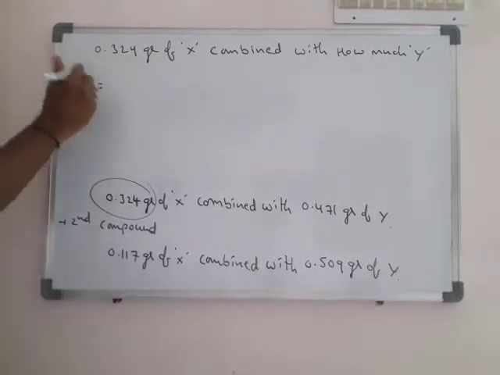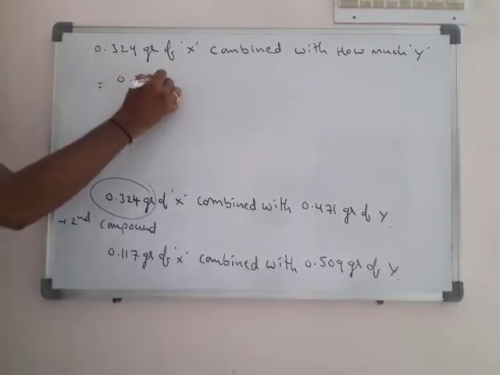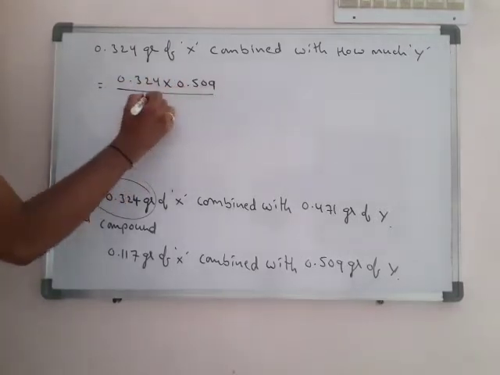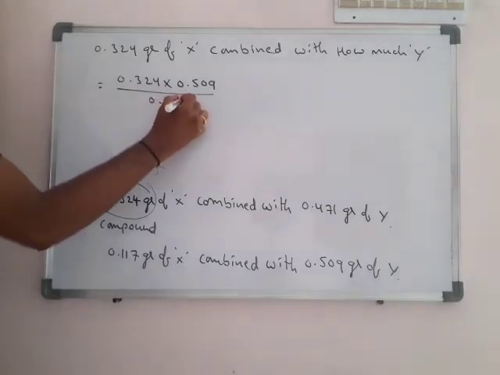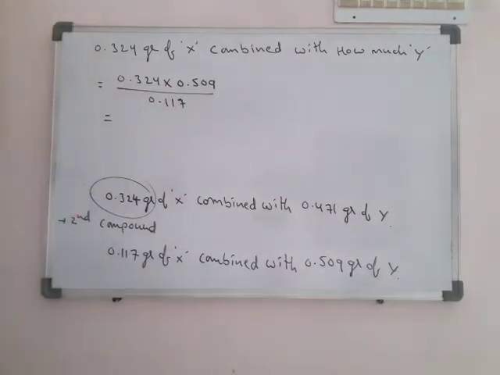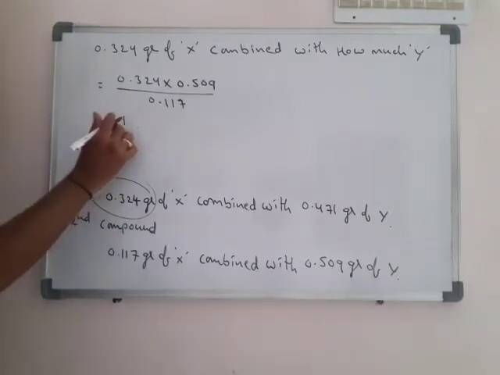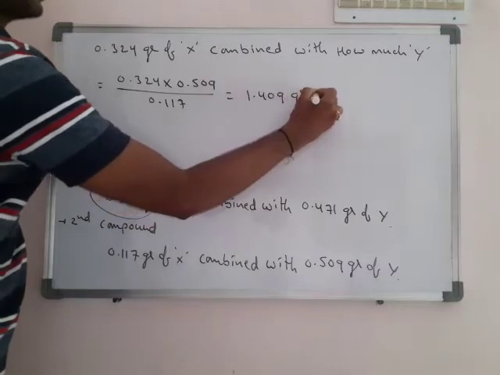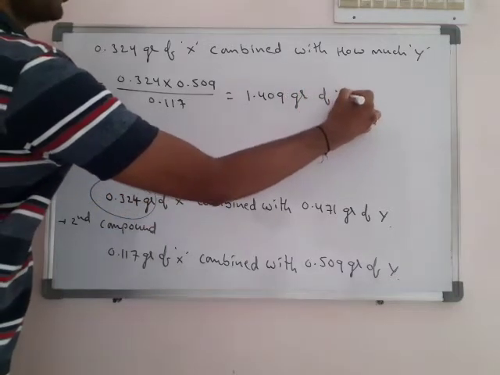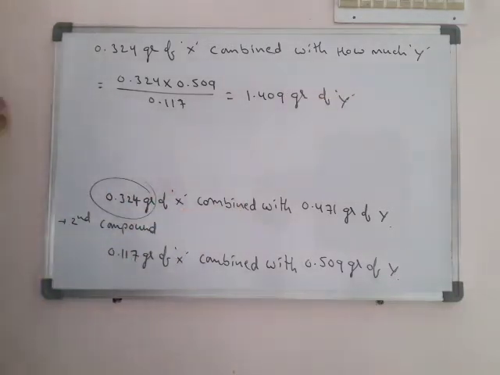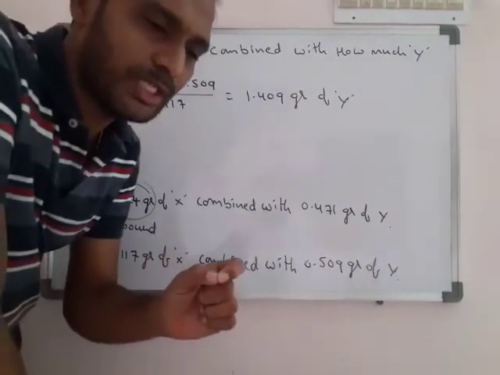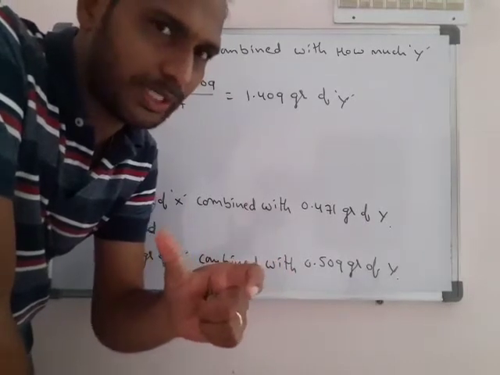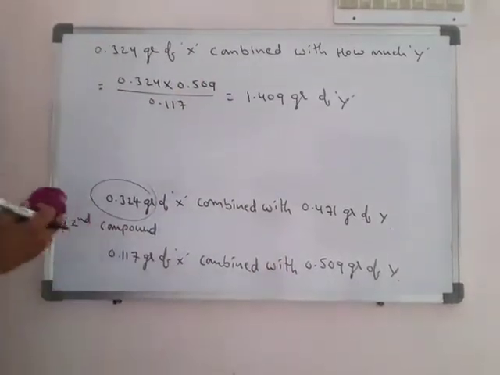I have to find it for 0.324 కదా. 0.324, 0.509 by 0.117. So on this particular calculation we will get 1.409 grams. This is 1.409 grams of y. అంటే ఇప్పుడు సెకండ్ కాంపౌండ్లో వాట్ ఈస్ ద y, ఇప్పుడు ఎక్స్ మనం ఫిక్స్డ్ తీసుకుంటే, జస్ట్ వెయిట్.